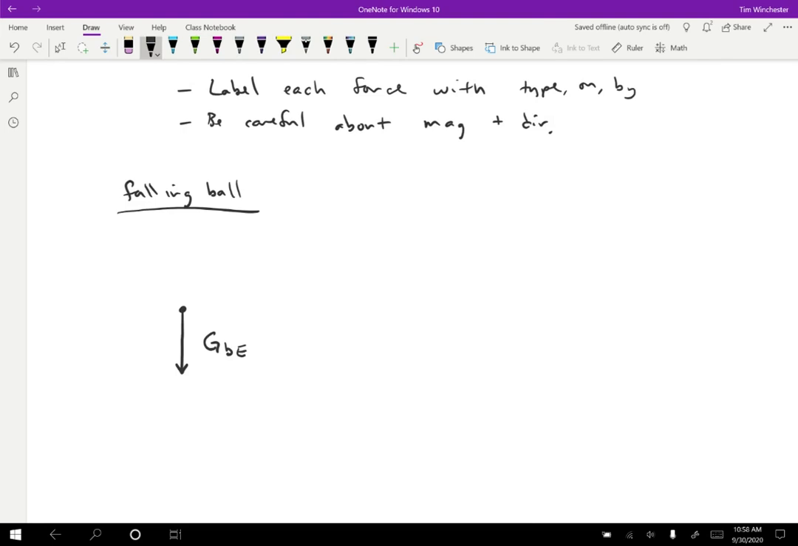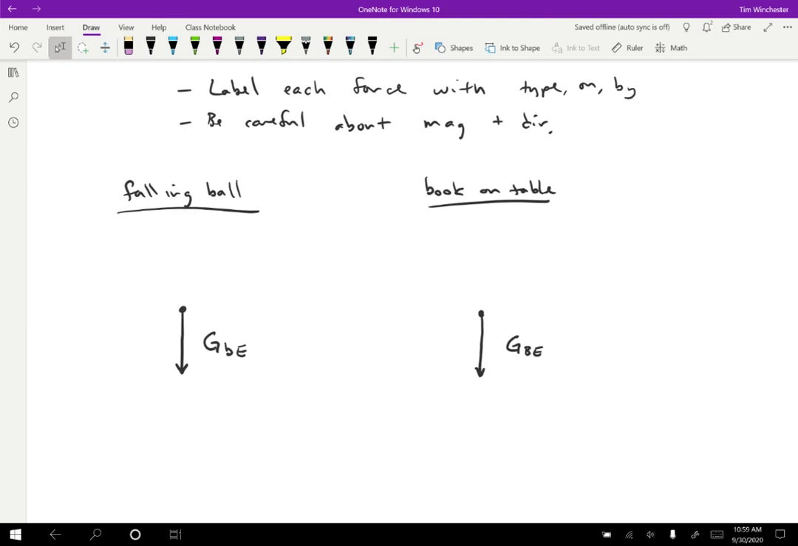Let's do another one. So let's say that there's a book sitting on the table, and this is the free body diagram for that book. All right, well, again, I'll draw a dot that represents the book. Okay, the book has a weight. There is a gravitational force on the book. So I'm going to draw it. The gravitational force is downwards. Type is gravitational on the book by the Earth.